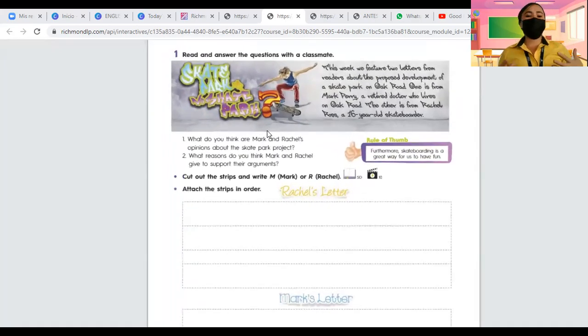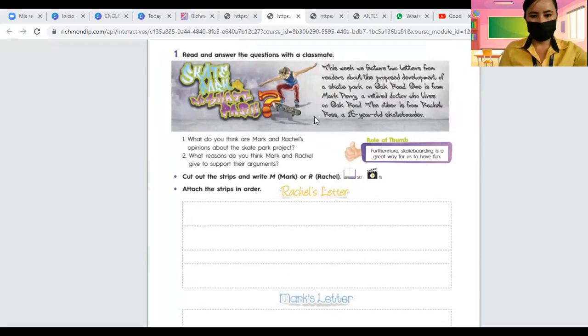Well, connecting words. What you're gonna do in the first exercise, pay attention to the instruction and read it at the same time. Read and answer the questions with a classmate. This is a short information we have here. Who wants to read me this text? A volunteer to read me the text? Sophie, okay, go ahead.